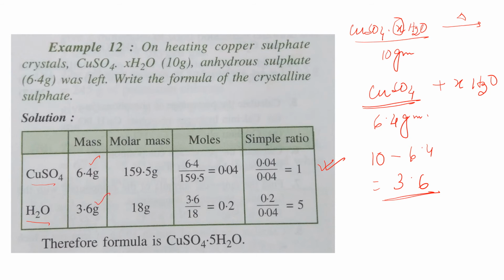Now I have written 3.6 gram. Now find out the molar mass by adding the atomic mass of CuSO4 altogether. I am getting 159.5 gram and the molar mass of water is 18 gram. Then divide and find out the number of moles. It is coming 0.04 and it is coming 0.2. Now find out the simplest ratio. It is coming 1 and this is coming 5. So that means 5 molecules of water are present. So the formula is CuSO4.5H2O. Am I clear?